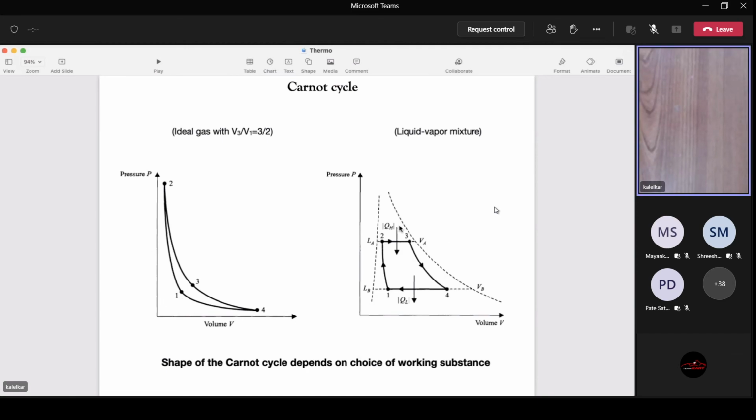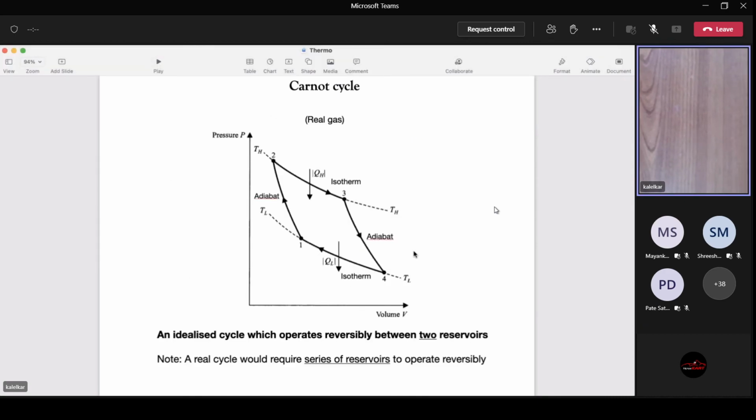So the shape of the Carnot cycle is not as shown in your textbook. That is okay for a real gas, but if you have other systems, you can have all kinds of other shapes. So don't assume that the shape always looks like this. This kind of shape is there for our convenience.